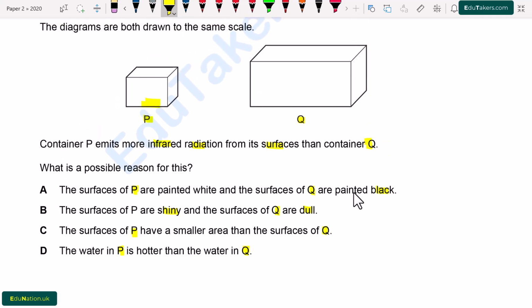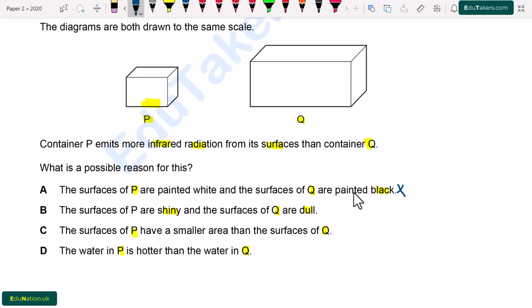So from here, container P emits more radiation as compared to container Q. The black color is a good absorber as well as a good emitter. It is impossible that the black color radiates less heat energy. So option A is incorrect, because here it is given that the surface of Q is painted black and it emits less infrared radiation as compared to P, which is not possible.